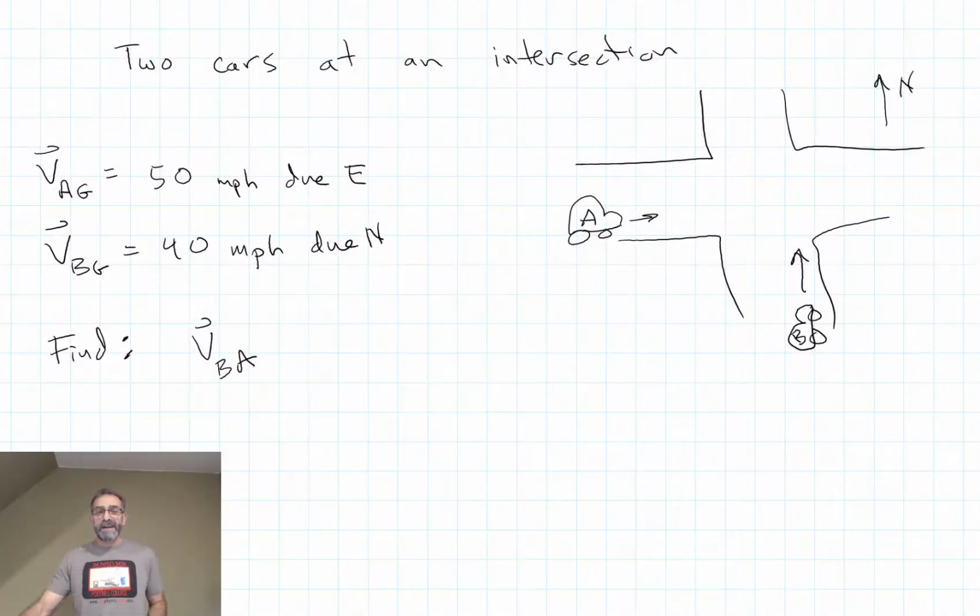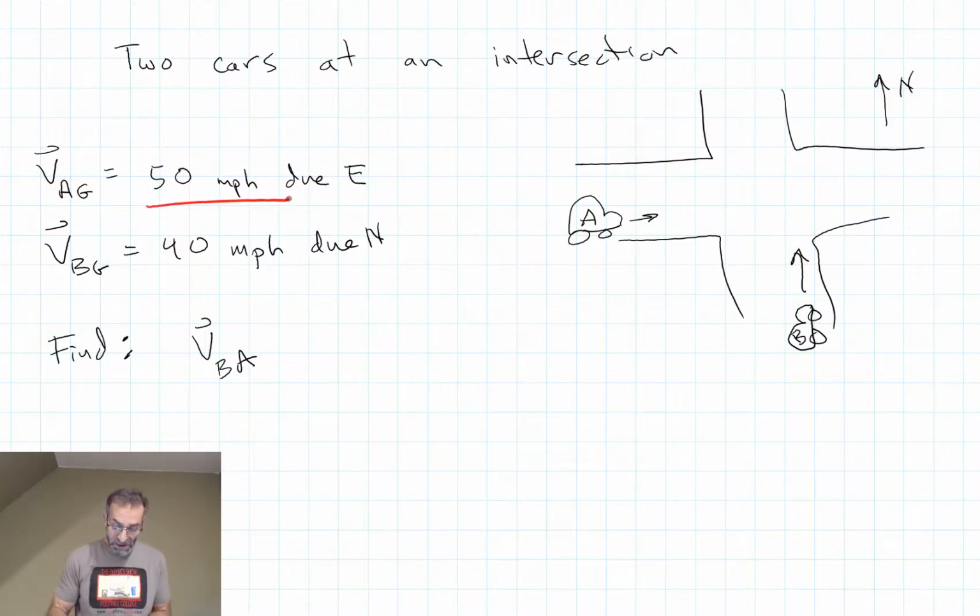You're probably wondering why we need this equation at all. Well, let's take a look at this example. We've got two cars approaching an intersection. Car A is traveling due east at 50 miles per hour. Car B is traveling due north at 40 miles per hour. And we want to know the velocity of B with respect to A. Both of these numbers are measured with respect to the ground, because that's how cars measure their speed.